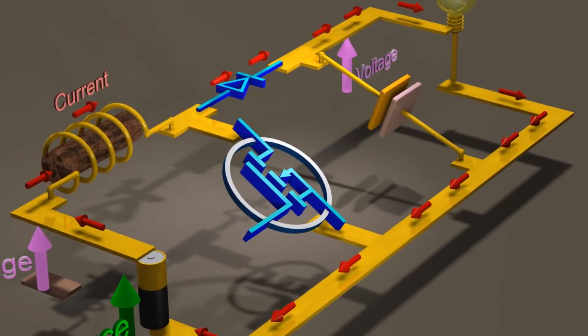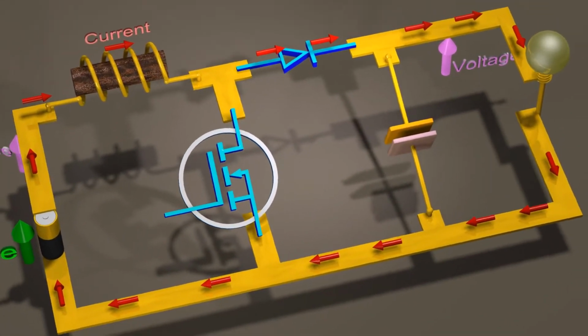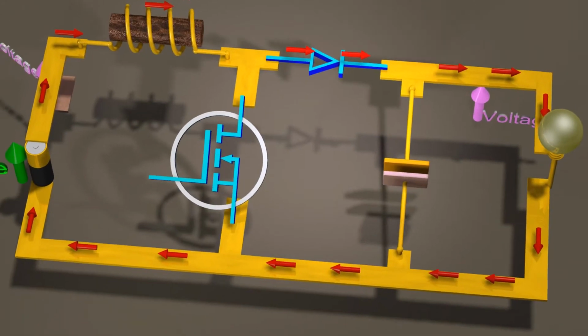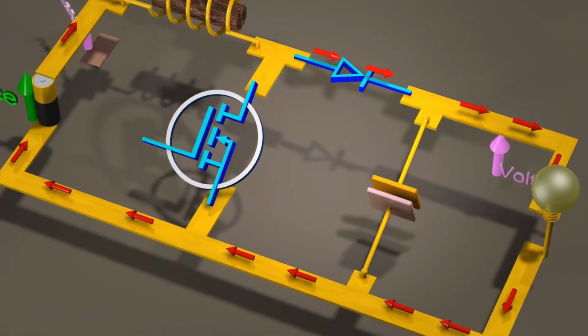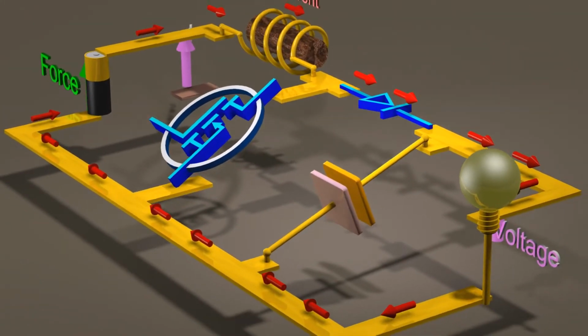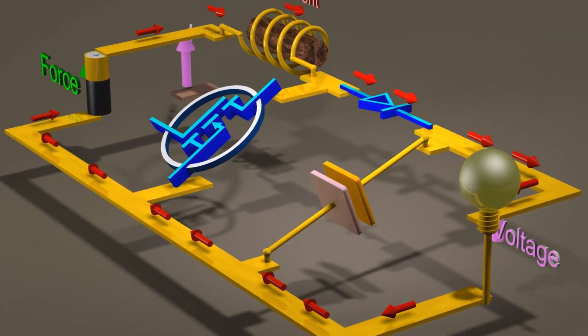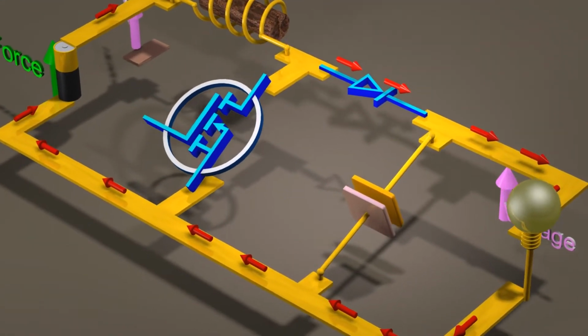Suppose we want to increase the voltage of our only battery. We have an inductor, a transistor, a diode, and a capacitor. We also have a device to which we have to deliver power, represented here by a light bulb.